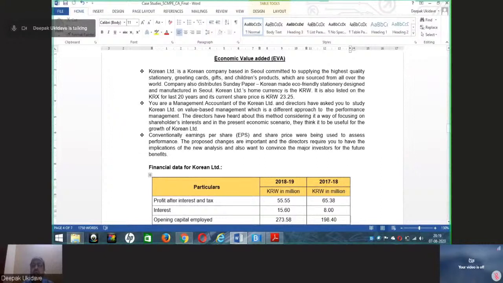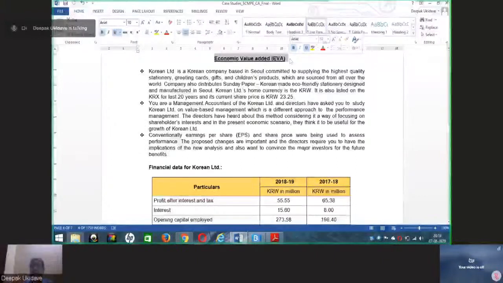Again, I have written over here the topic for you: economic value added. But in the exam, you don't have the title of the topic. So you have to understand, highlight and identify which topic is being covered from the given case.